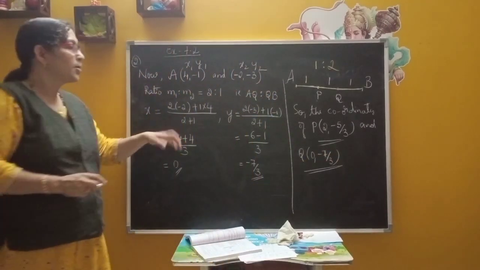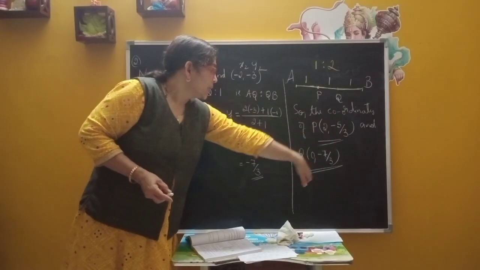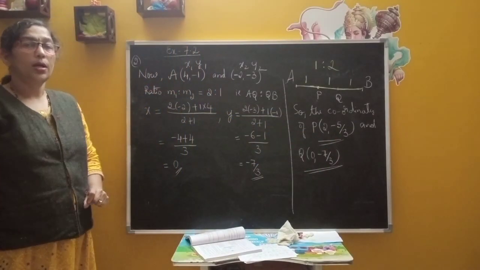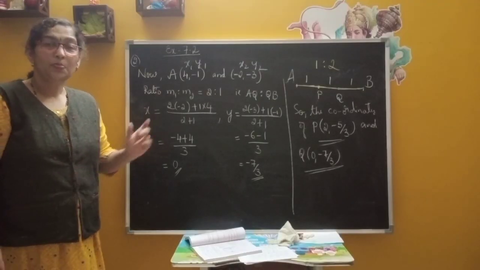Okay, P and Q are 0 and minus 7 by 3. So these are the coordinates. So that's all. Simple problem.